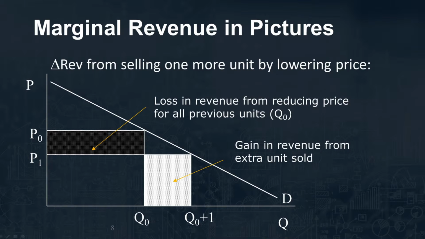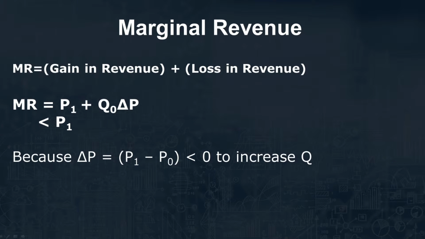So now that we're selling everything at P1, there's also an associated loss. Previously we were selling at P0, a higher price, and now we're selling at P1. So the darker rectangle represents the loss associated with selling 1 extra unit. So we can represent marginal revenue as the net effect of this gain and this loss. So this is equivalent to price plus Q0 times the change in P. These just represent the areas of those rectangles. And since that second term, Q0 times delta P, is negative, marginal revenue is less than P1.